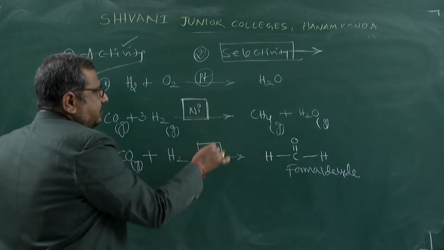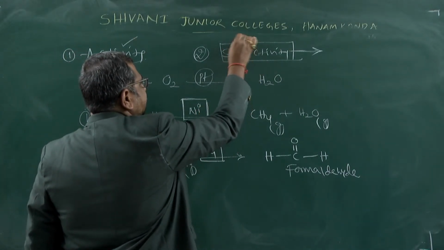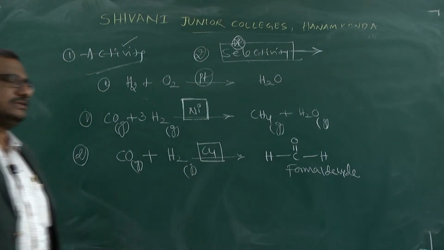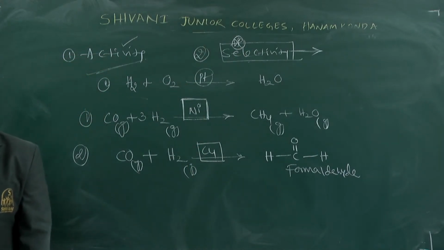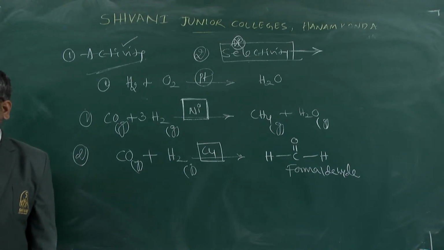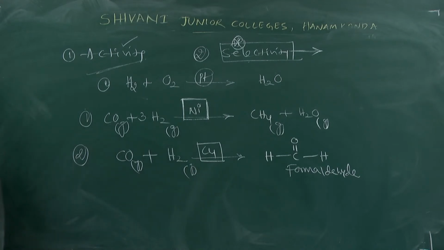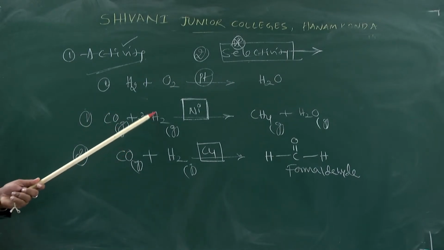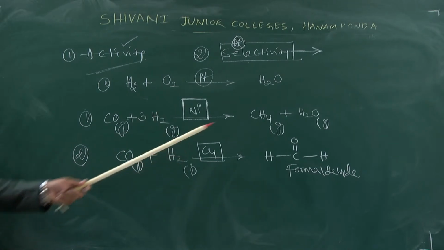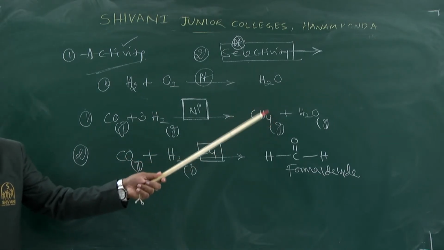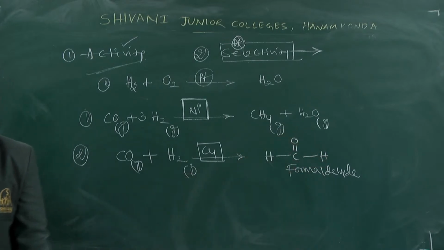See that this is selectivity. Selectivity means the reactants are the same, but the products are variable. By changing the catalyst, the product is also variable. Carefully observe: carbon monoxide is here and also there, hydrogen is here and also there, but the products are variable. Here methane is the product, and here formaldehyde is the product.